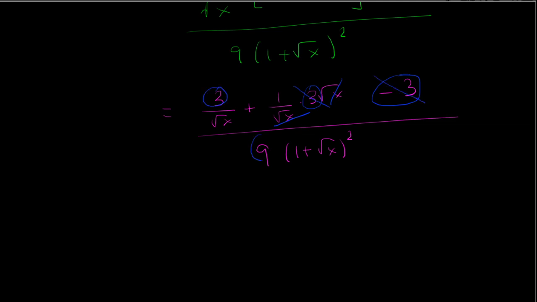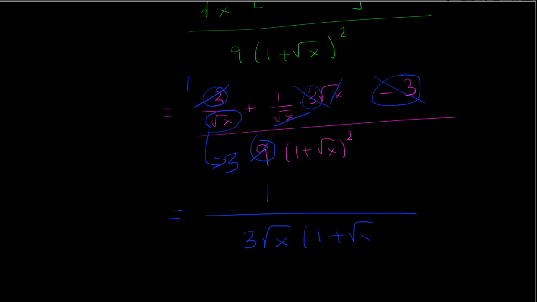This 3 and 9 are going to simplify, so that's going to be 1, and this is going to be 3. And I have a square root of x on the bottom here, so we'll just store it over here. So really, the top is only going to have 1 left, and the bottom I'm going to have 3 square root of x times the quantity 1 plus square root of x squared.